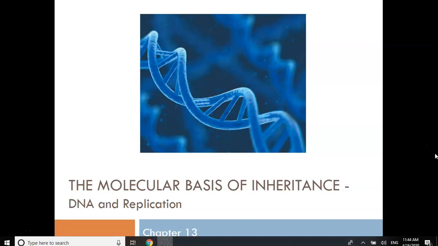Hi everyone, we are now moving on to Unit 6. This has to do with DNA and replication and gene regulation, so turning genes on and off. We're going to start with the replication part.